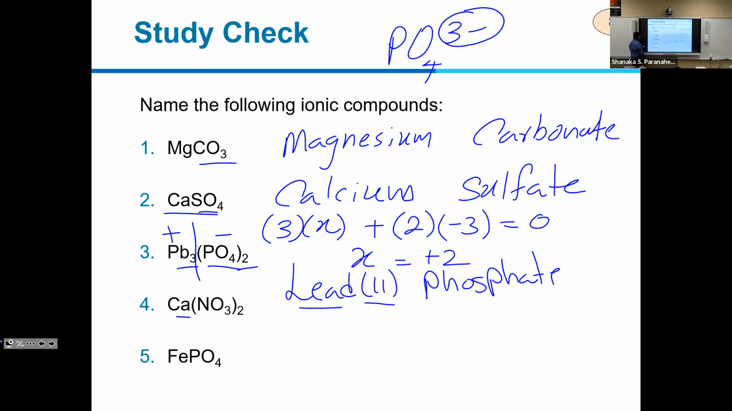Again, calcium is group 1 to group 3, so we don't need the charge. So it's calcium. This is the nitrate group, so calcium nitrate.